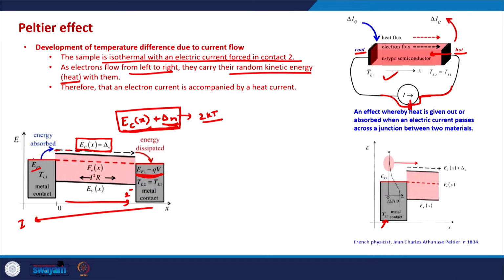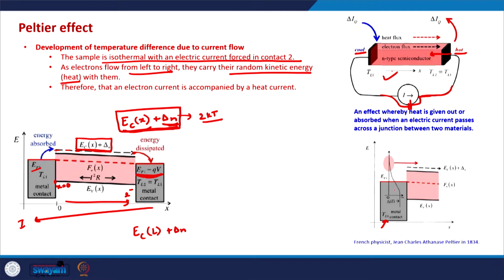So, the left contact needs to put electrons in the semiconductor at this energy level, EC0 plus delta n essentially, because this is x equal to 0, and similarly the right contact will take electrons from the energy level ECL plus delta n to its Fermi level. This is a more magnified picture of the current conduction, and here we have only shown the left contact and its Fermi function.